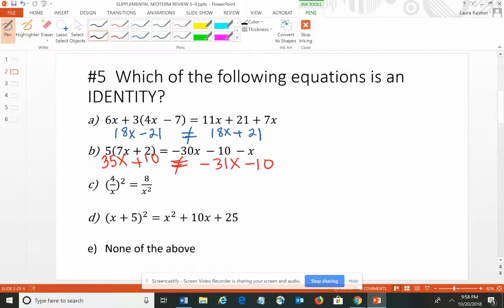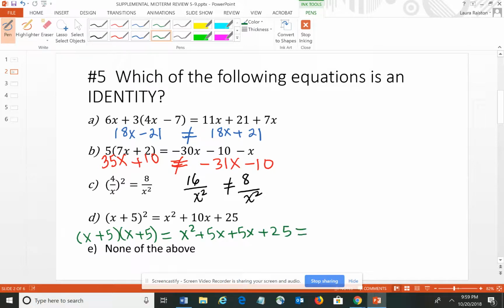The third one, when you square 4x, you should get 16 over x squared, which again does not equal 8 over x squared. So again, that is not an identity. Finally, for the fourth one, if you do x plus 5 squared, that's literally x plus 5 times x plus 5, and using FOIL, we get x squared plus 5x plus 5x plus 25, which simplifies to x squared plus 10x plus 25, which, if you'll notice, is equal to the right side.